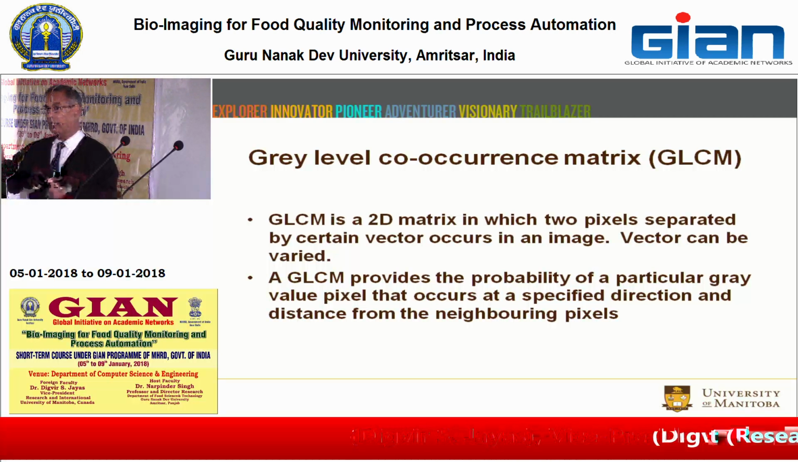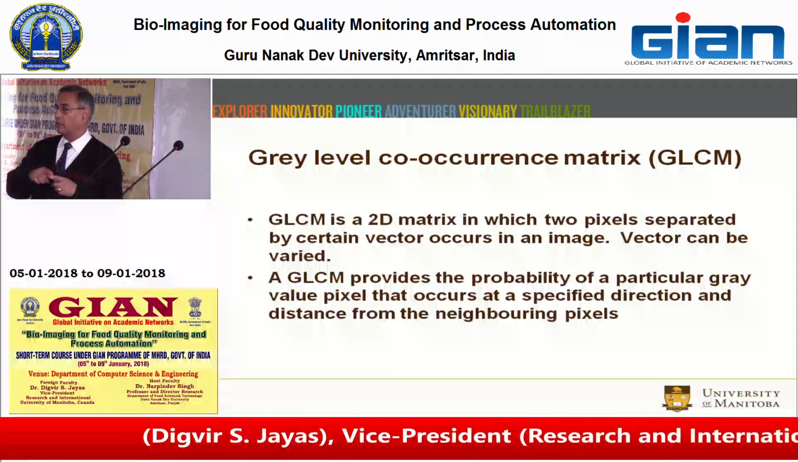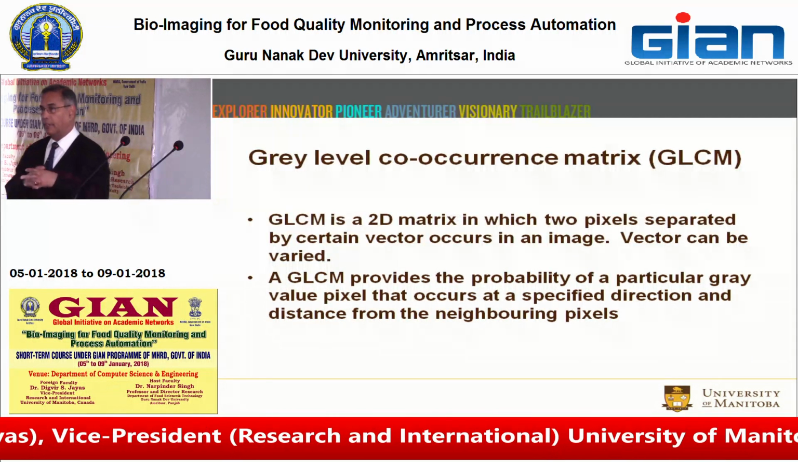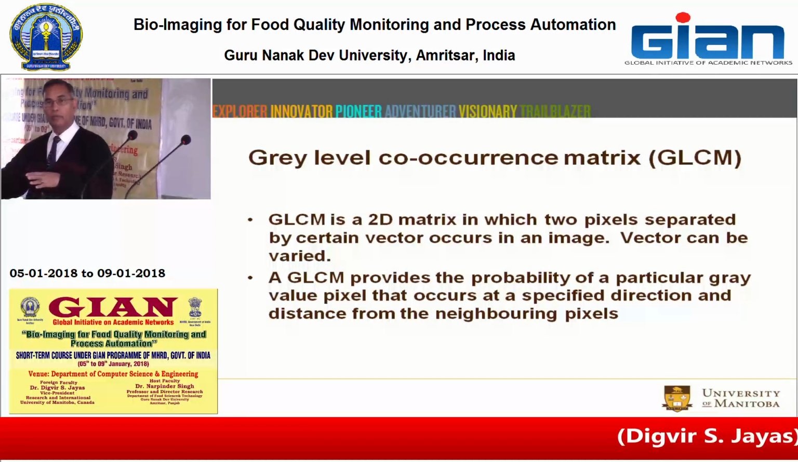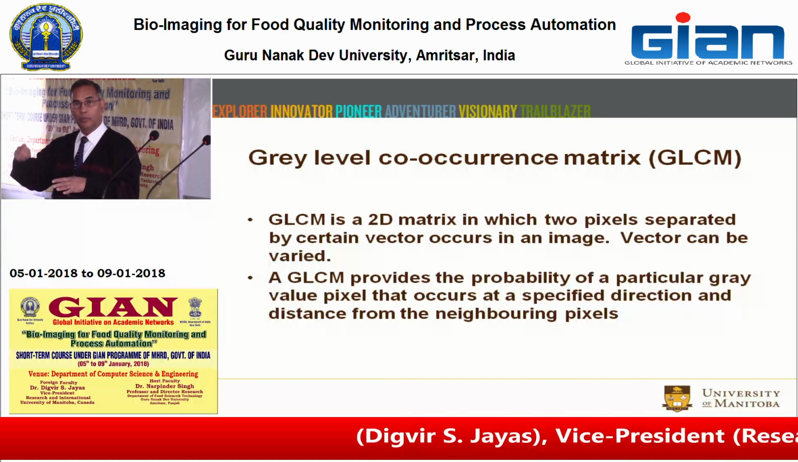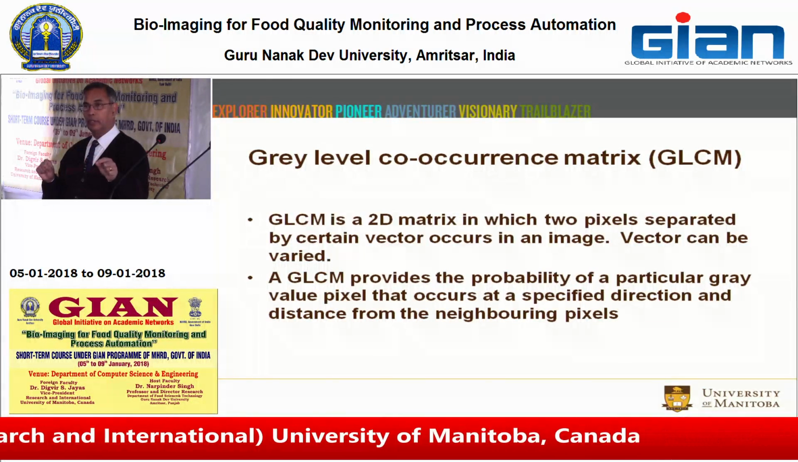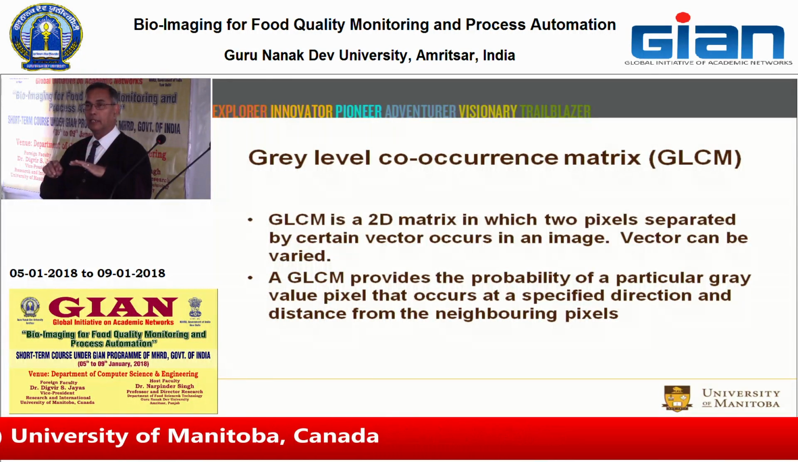Okay. So in addition to the moments, the two most common approaches are the gray level co-occurrence matrix, and the other one, which is referred to as the gray level run length matrix. So we'll go through those two now. In the gray level co-occurrence matrix, it is a two-dimensional matrix in which two pixels separated by a certain vector occur in an image, and that vector can be varied.